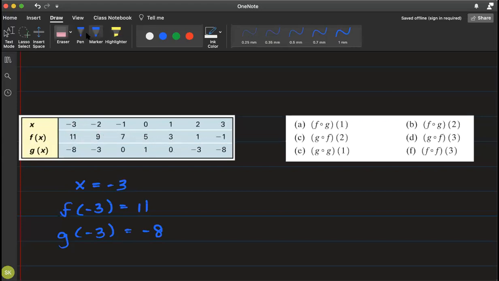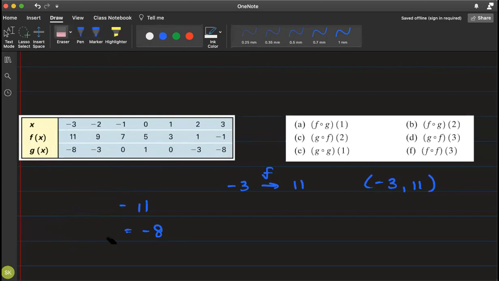Remember what a function does? It takes domain values, so we're taking this -3, and we're sending it to 11 through the function f. So we have the point (-3, 11). If we wanted to graph it, this would be a point on the graph of that function. And the same thing here with g. We are taking -3 and sending it to -8, and -2 sending it to -3. So this is our domain for g, and this is our range for g.